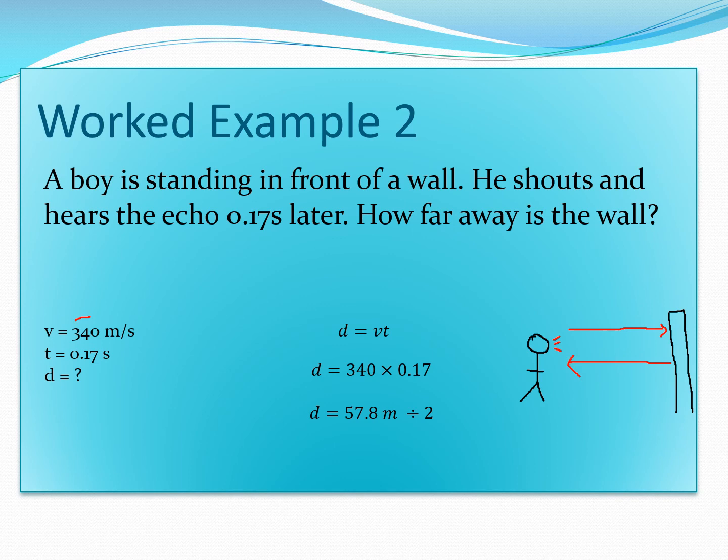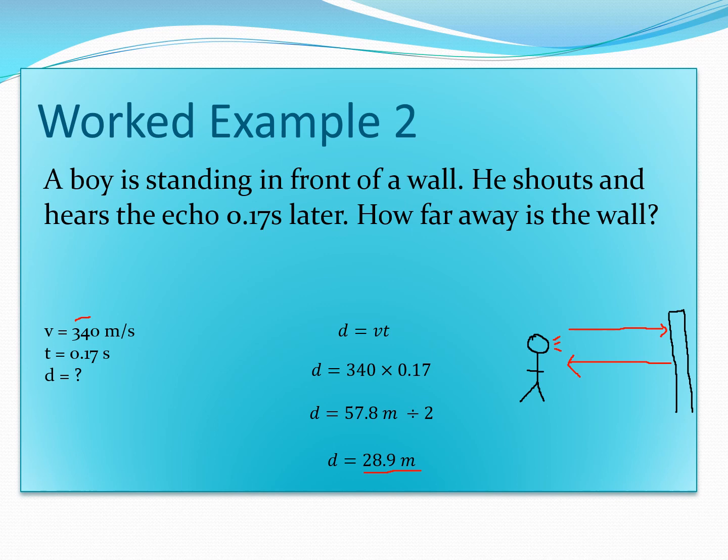But that was the time for it to get to the wall and come back. So what we need to do then is divide it by 2, because we don't care how far away it is to the wall and back. We only care about how far away is the wall. So it's just the distance one way we want. So we divide it by 2. Then our distance is going to be 28.9 meters. Again, make sure you underline that or make it clear in some way.